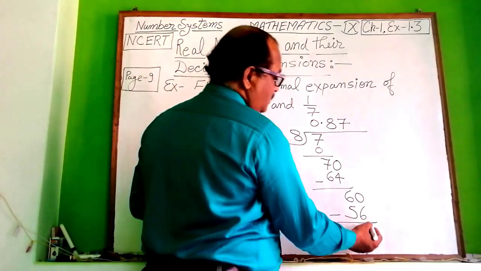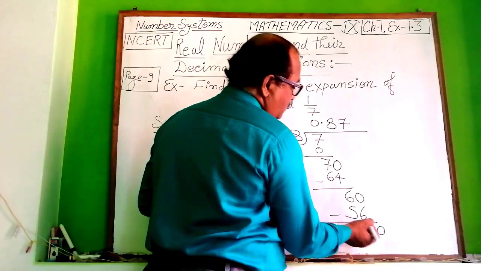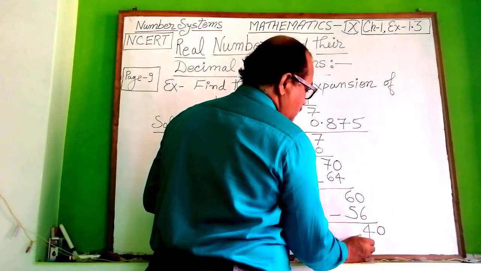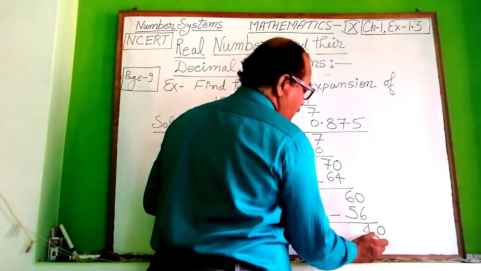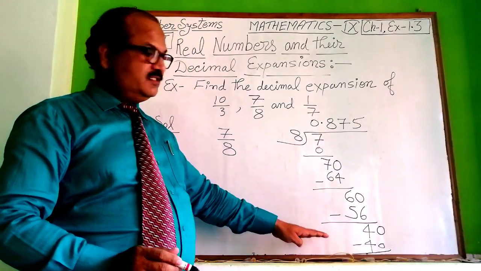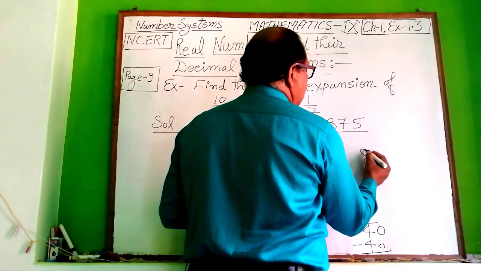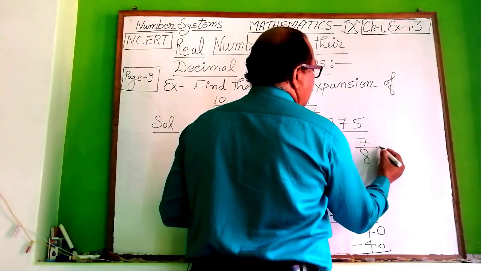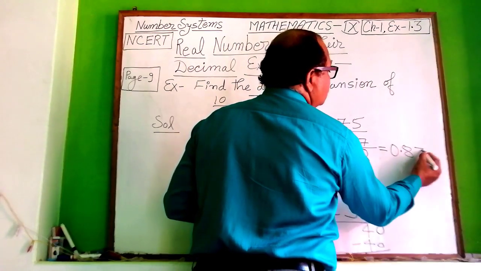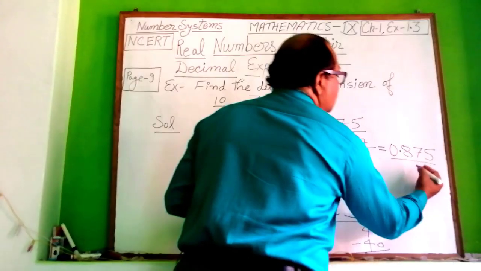Again subtracting, we are getting 4. Since decimal is here, increasing 1 0. Now 8 5s are 40. So in this way the number terminates. So write its decimal expansion: 7/8 can be written as 0.875. This is your answer.